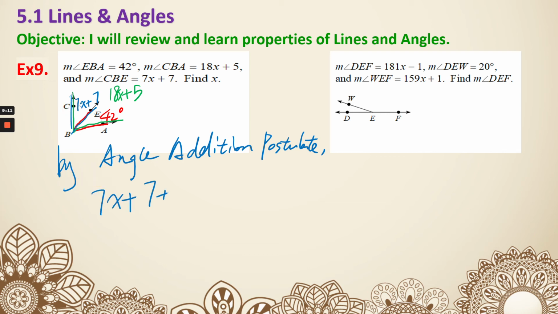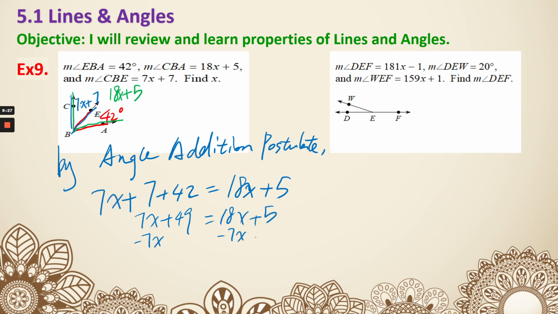Next, number 10. Angle DEF. So the whole thing is 181x minus 1. Even though it looks like 180 degrees, we can assume maybe it's just slightly off. We don't know. So let's just write them down as a representation. Next, DEW is 20 degrees. Then we have WEF, 159x plus 1.